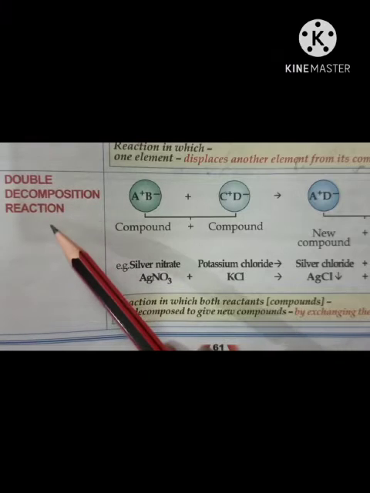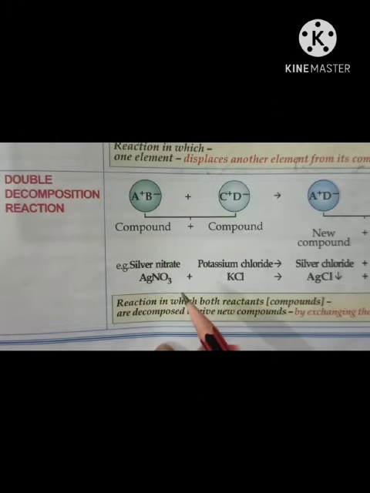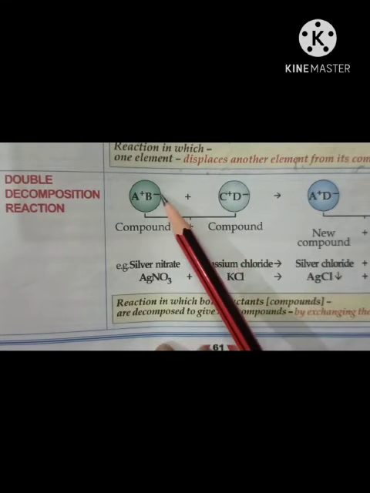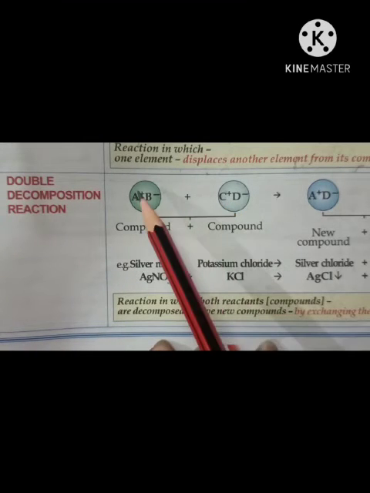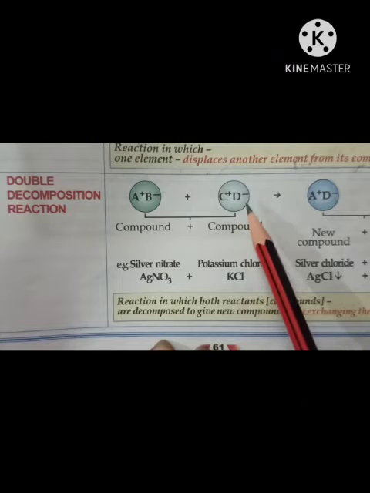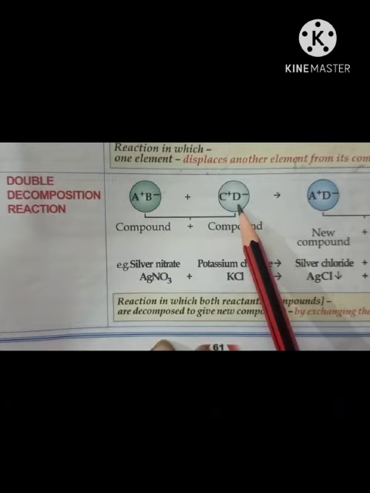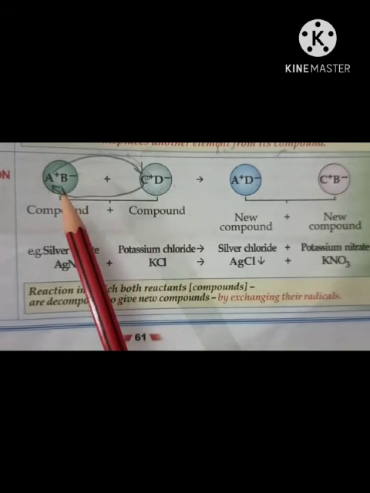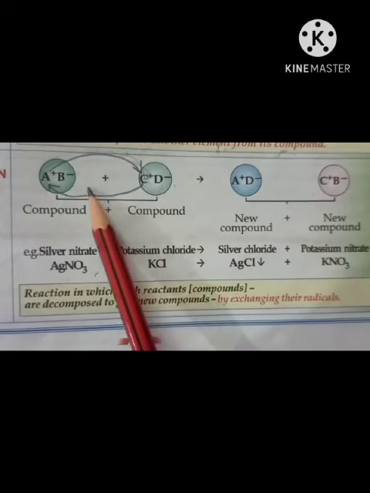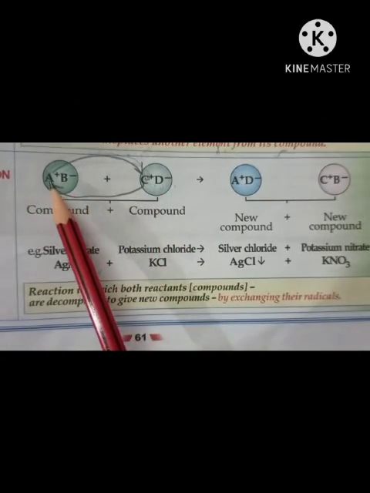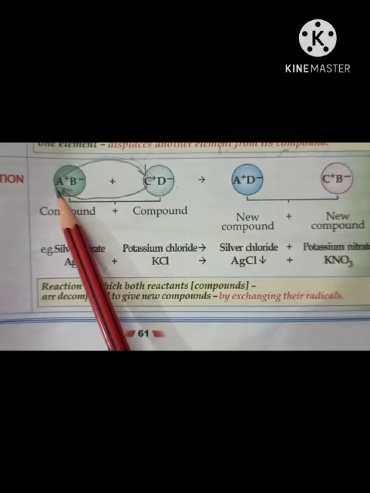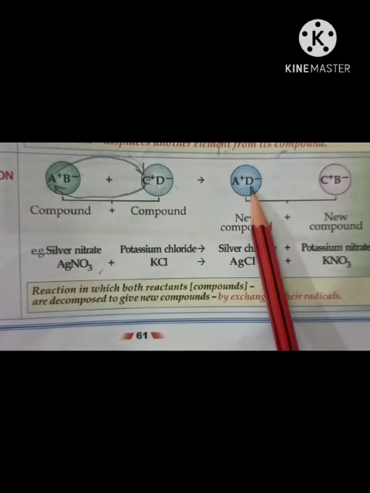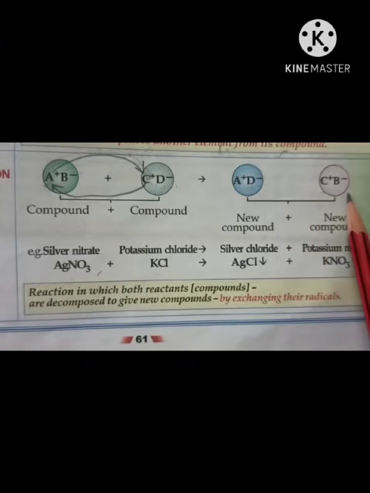Now next is double decomposition reaction. A double decomposition reaction is a reaction in which both the reactants, or both the compounds, decompose to get new compounds by replacing their radicals. For example, AB is a compound that reacts with CD. Both will break down, both will decompose, and form new compounds by exchanging their radicals. How? Just look at here. A comes in place of C and C goes in place of A, and then it forms AD, a new compound, and CB, another new compound.